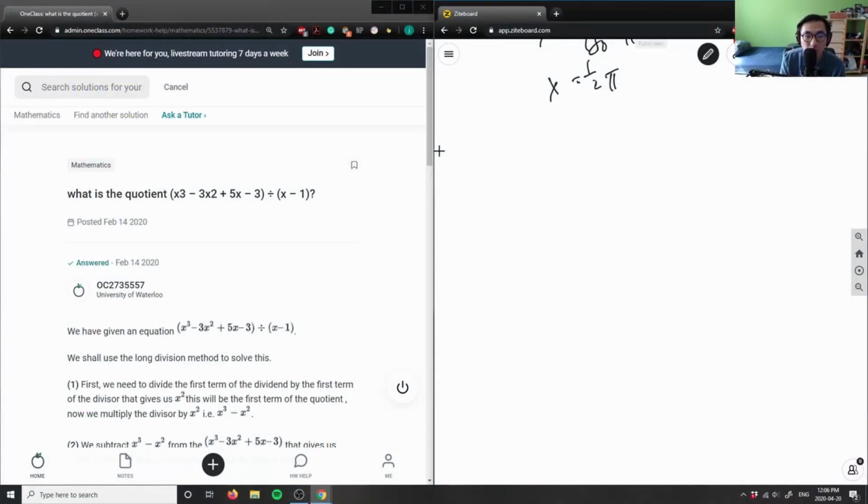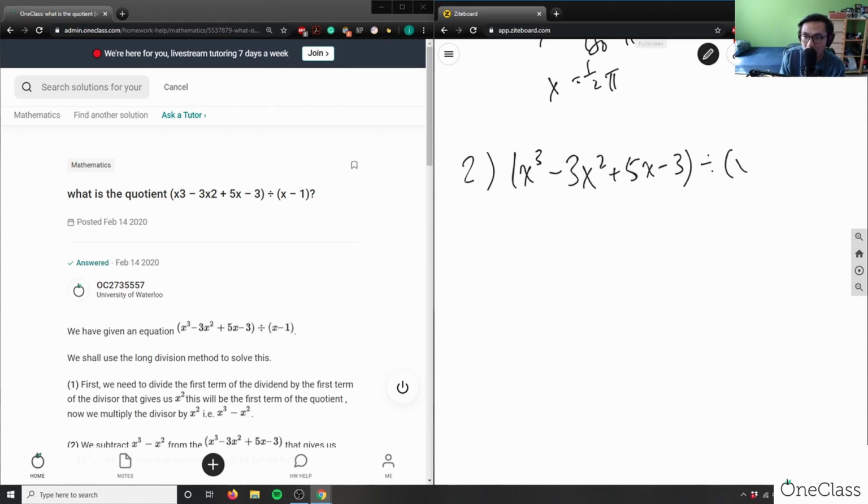The problem states: what is the quotient of x cubed minus 3x squared plus 5x minus 3, divided by x minus 1? There are a lot of ways to actually solve this problem. Let me just write this down first.